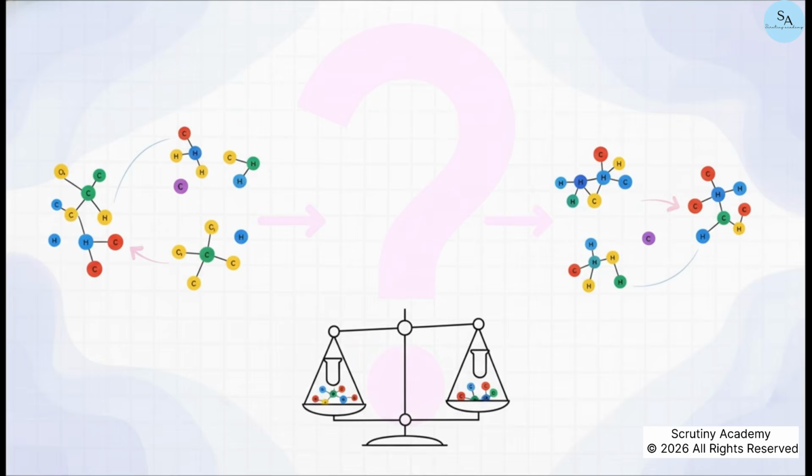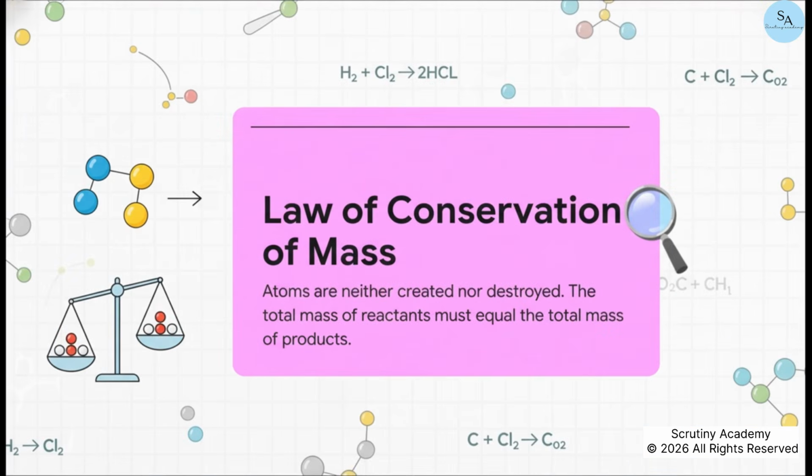Okay, now for the single most important skill, the one that will absolutely get you marks. Your teacher has probably told you this a million times. You have to balance the equation. But let's quickly talk about why it's such a big deal. The whole reason is because of a fundamental rule of the universe called the law of conservation of mass. All it means is that you can't just create or destroy atoms during a reaction. Whatever you start with, you have to end with.